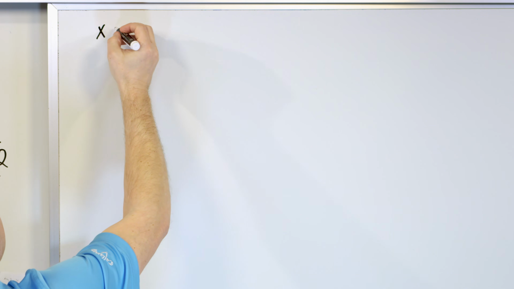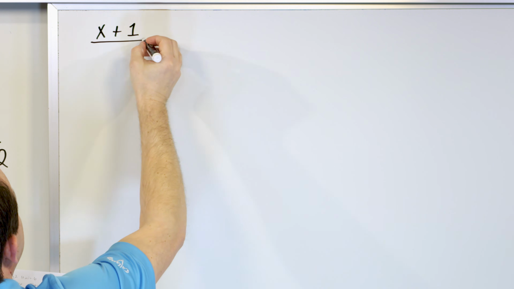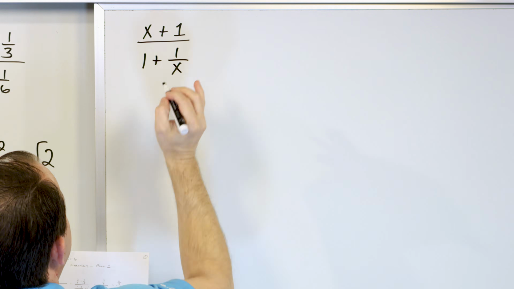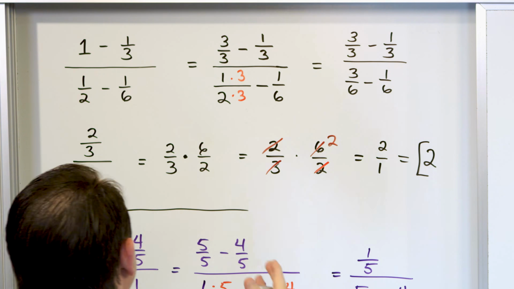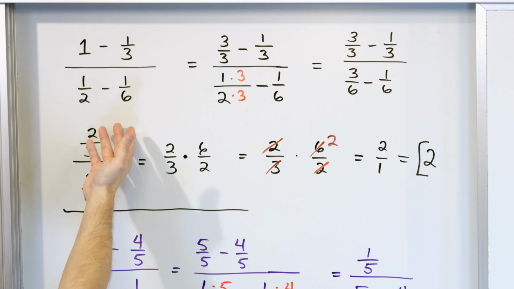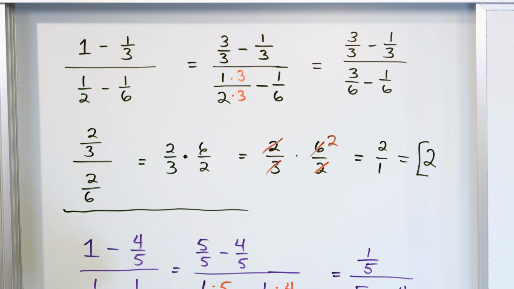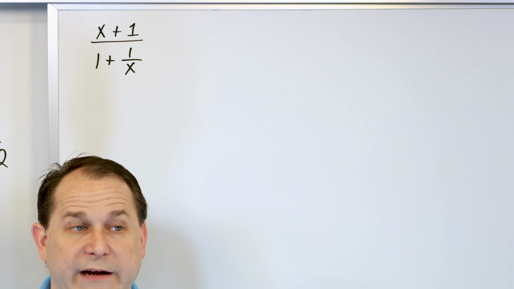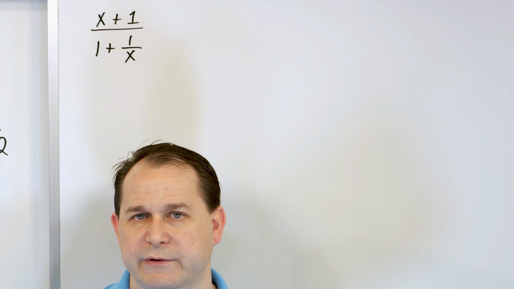Next problem, x plus the number 1, that's the numerator. The denominator is 1 plus 1 over x. Now, when a student sees a problem like this, they generally have some idea what to do. Work with the top, work because it has numbers. Work with the bottom, divide, and all that. But when a student sees a problem like this, a lot of times their brain just freezes and explodes and they have no idea what to do.